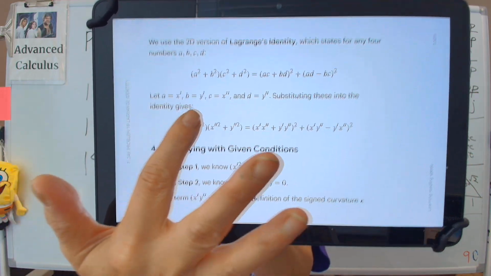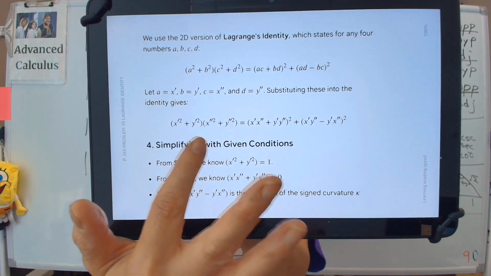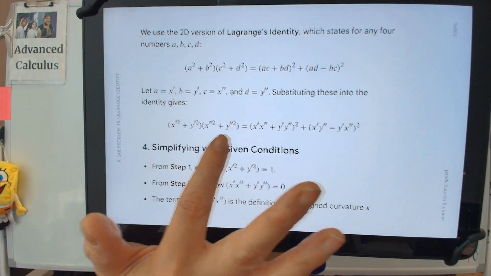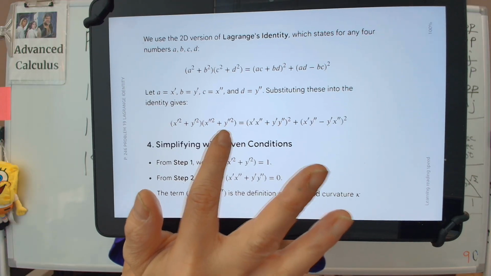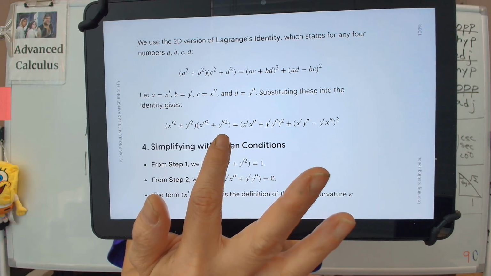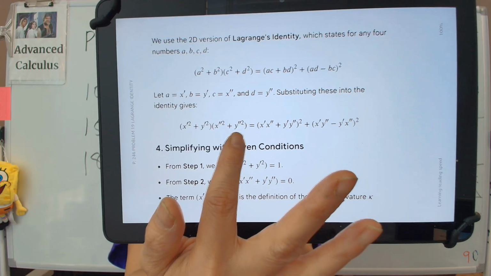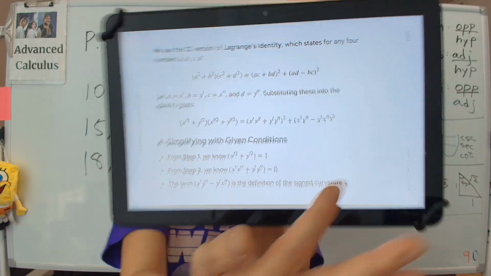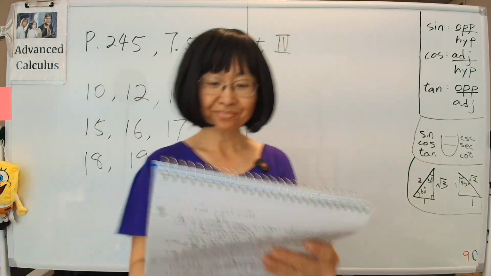Okay, and then if we let a be x prime and so on, then we will get this equation equal to this thing right here. So what we have in here is x double prime plus y double prime, and this is equal to 1 as given. So we'll have this thing equal to this thing, and that's what I stuffed in here, and then everything comes out beautifully.